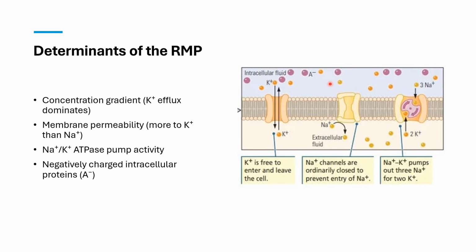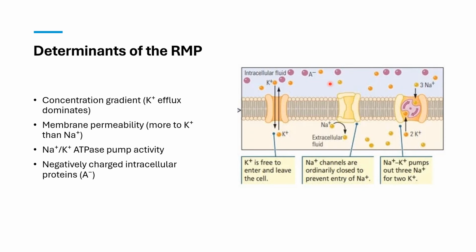Secondly, the membrane permeability. The membrane is much more permeable to potassium than sodium. Only a few sodium ions can leak inwards, while potassium continues to drift out freely. This difference in permeability is what makes the resting potential closer to the equilibrium potential for potassium than for any other ion. Now, as an exam tip, always remember to write: the resting membrane potential is close to the equilibrium potential of potassium because the membrane is most permeable to potassium. This single statement shows conceptual understanding and earns full marks.